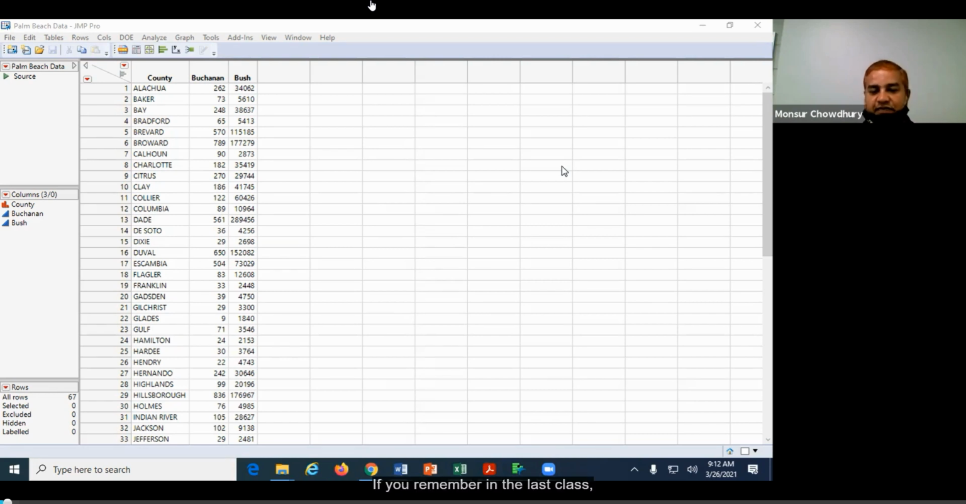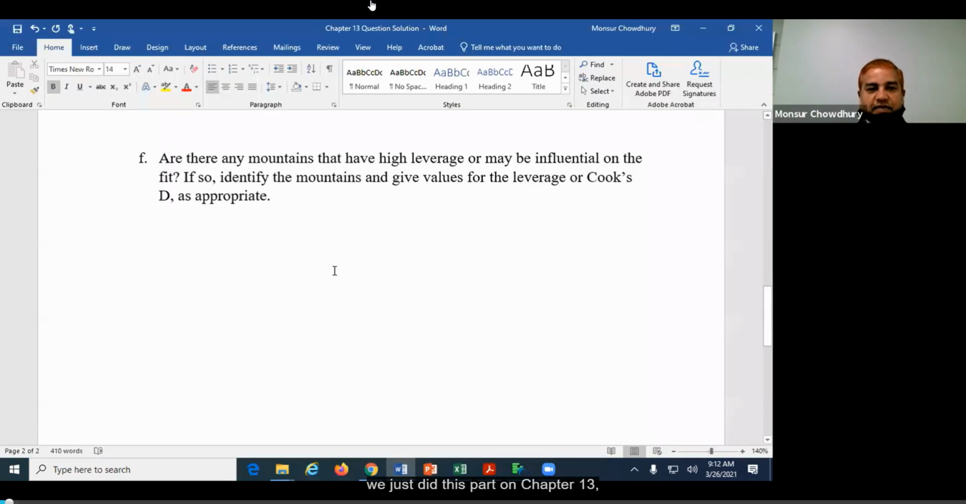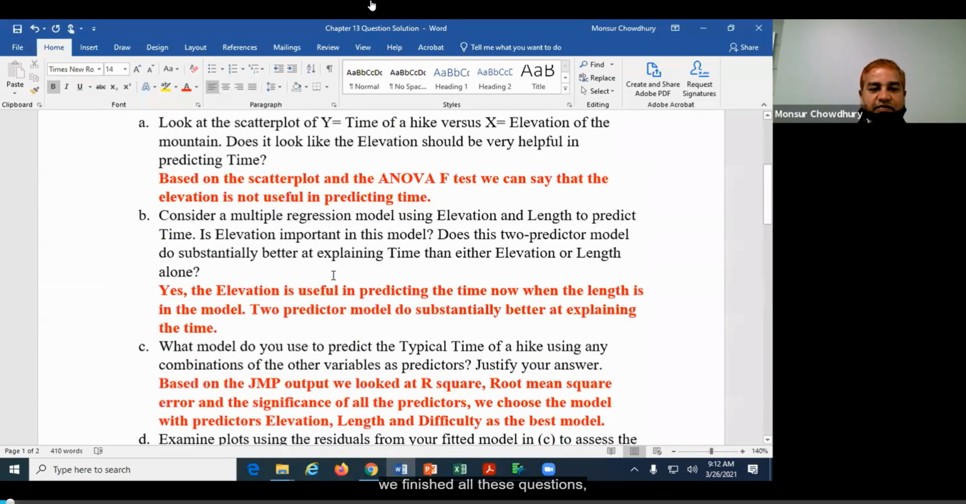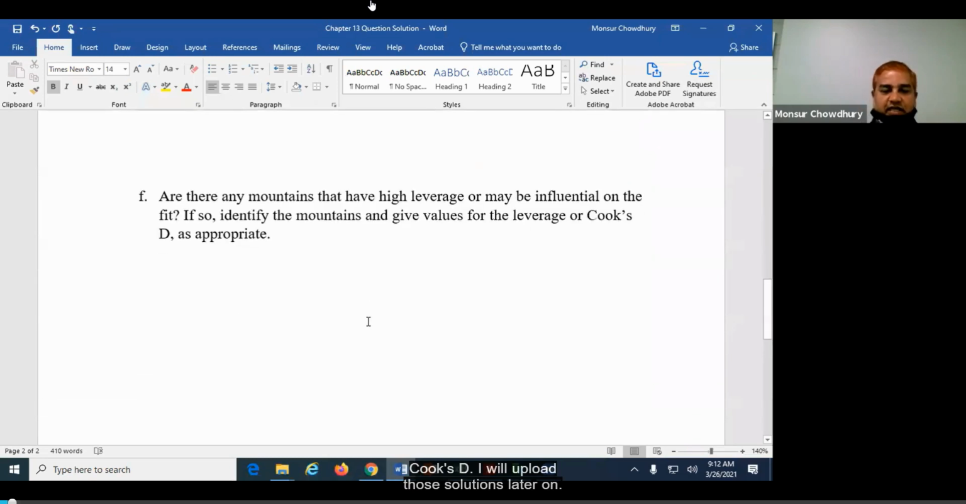Okay, so if you remember in the last class, we just did this part on chapter 13, and we finished all these questions, how to find out the studentized residuals and Cook's D. So I will upload the solutions later on. Let's consider another data set.